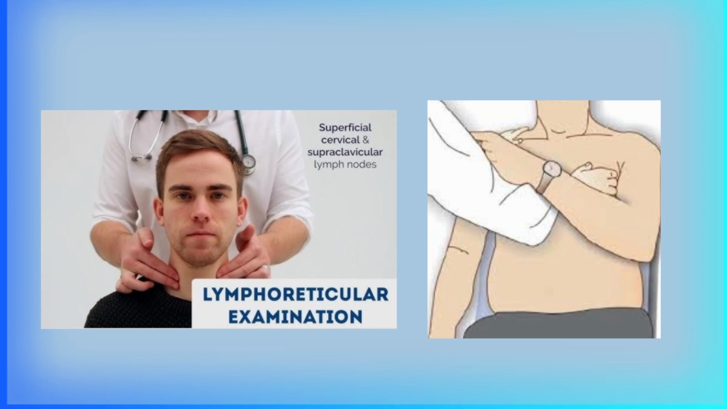In the first picture, you are seeing the examiner standing behind the patient, palpating his superficial cervical and supraclavicular lymph nodes. First, you will examine the axillary lymph nodes. All axillary lymph nodes you will examine, and then you will examine the supraclavicular area also for lymph nodes. You will stand behind the patient for supraclavicular lymph nodes, as you have seen in this picture. For axillary lymph nodes, I have already told you the position.